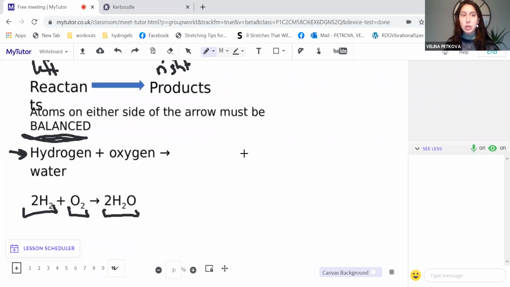Okay, so in this case, we have hydrogen coming together with oxygen to form water.